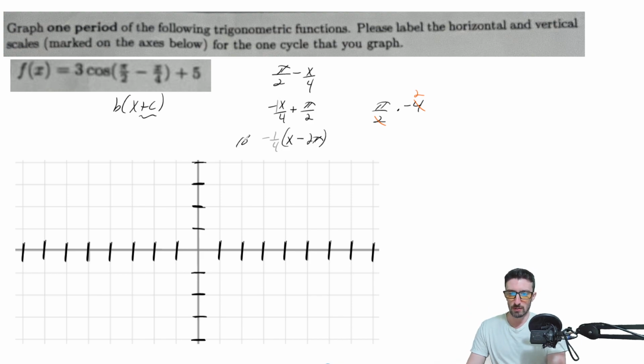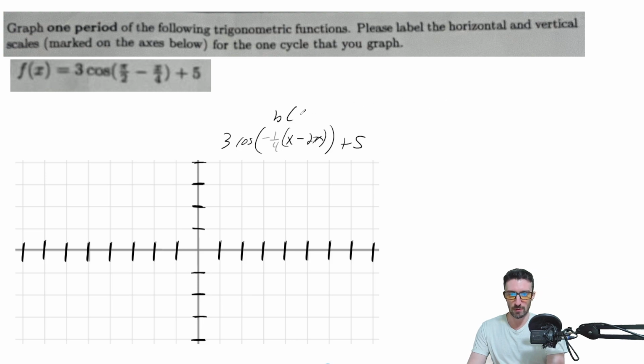Therefore, I'm just going to write the rest of it. Cosine of blah, blah, blah. There's also a 3, and there's a plus 5. Now things are looking a little bit more Gucci. Okay, we got the bx plus c form. All right, so let's just write that directly above here. bx plus c. Great. Okay, but what is my horizontal shift? My horizontal shift is 2 pi to the right.